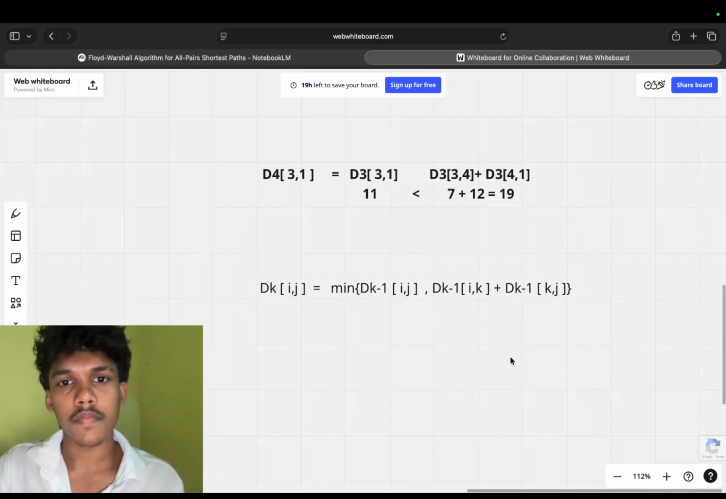Alright, that is a wrap on the Floyd Warshall algorithm. As we have seen, this dynamic programming approach allows us to solve the all pair shortest path problem in just a single execution. By systematically using each vertex as an intermediate node, the algorithm finds the shortest distance between every possible pair of vertices in the graph. Remember, while Dijkstra's algorithm is a great choice for positive weights, Floyd Warshall is essential when your graph contains negative edge weights. It's most efficient for dense graphs where most vertices are connected.